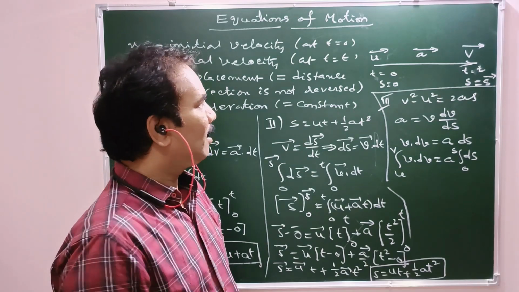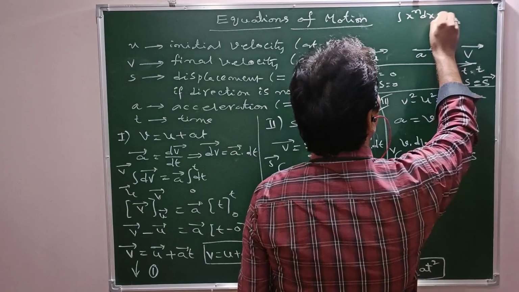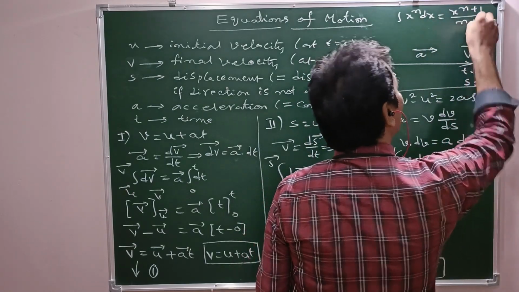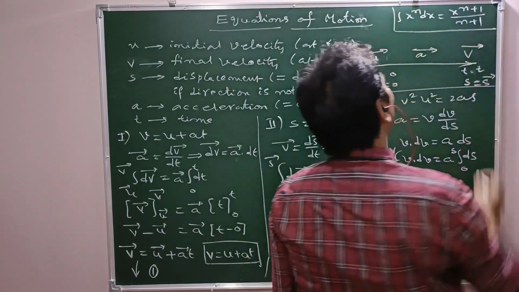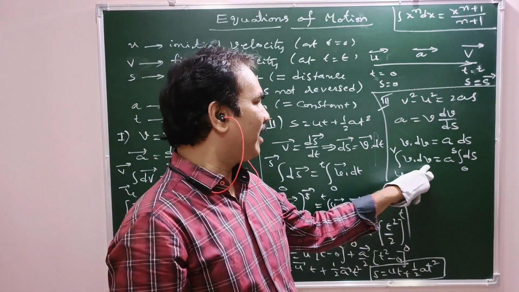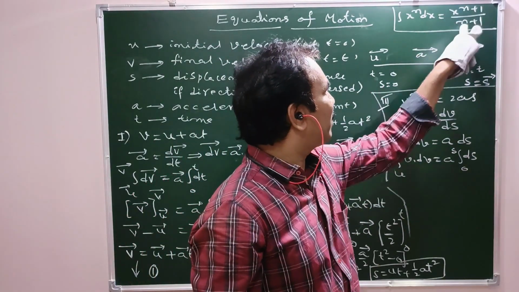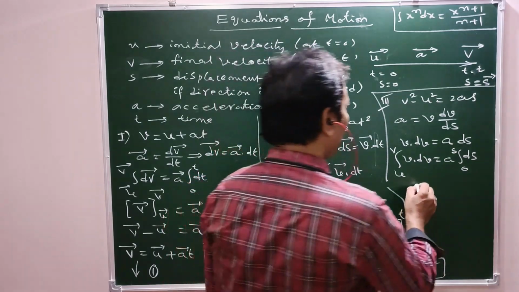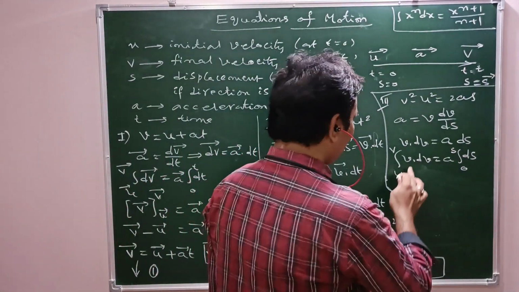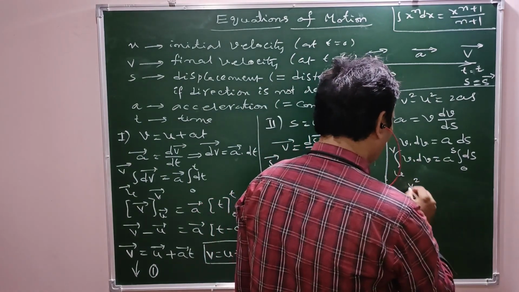How can you say that? We know that integral x power n dx equal to x power n plus 1 by n plus 1. That is the relation. Here integral v dv. What is the power of v? v power 1. So v power 1 plus 1 by 1 plus 1. That is v square by 2.